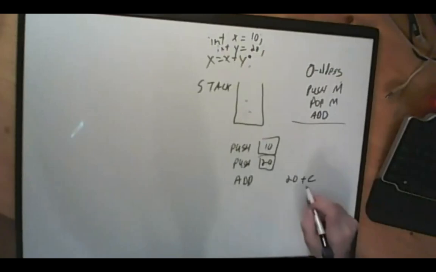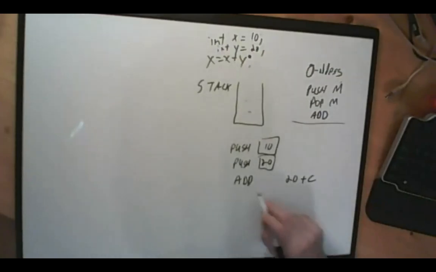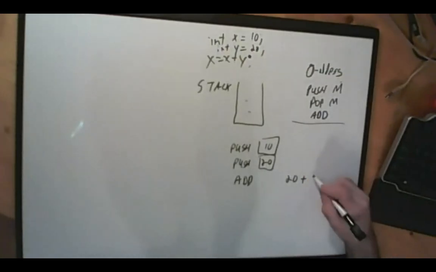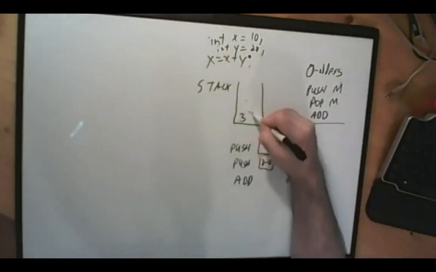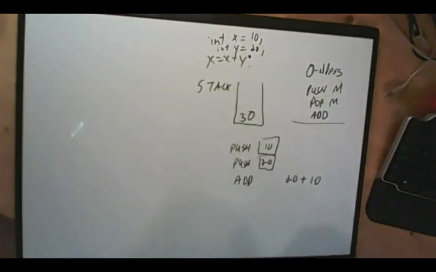Do the operation given by the opcode of add. And then the result gets pushed back onto the stack. Now we've got 30 on the top of the stack there. So that's kind of how a zero address machine, if there were such a thing as a real processor, works. Those are useful in certain special cases for high level programming languages.